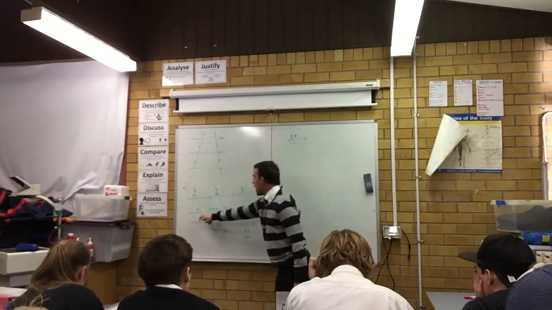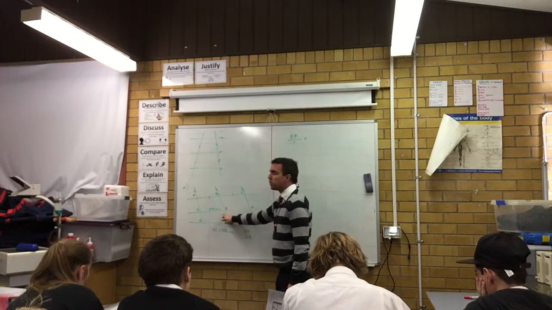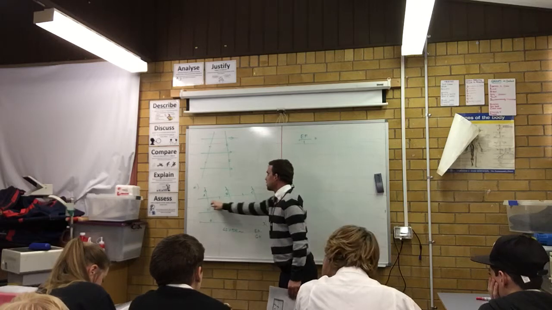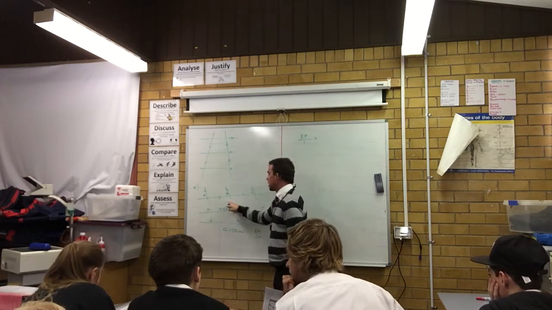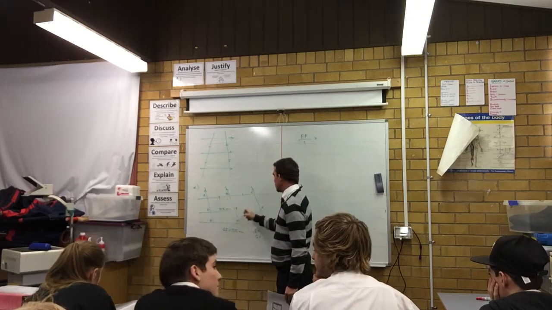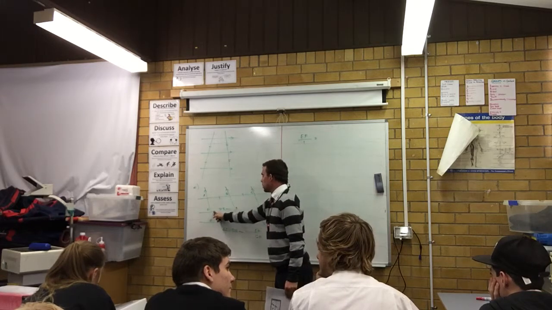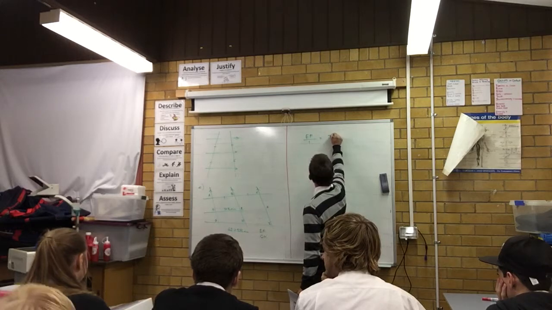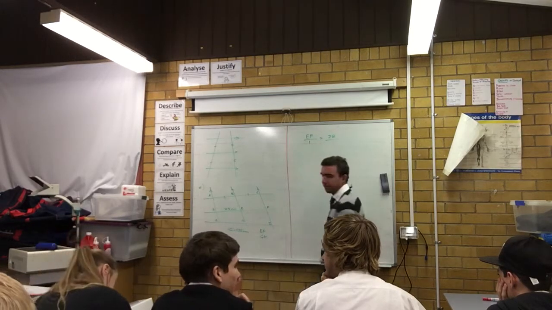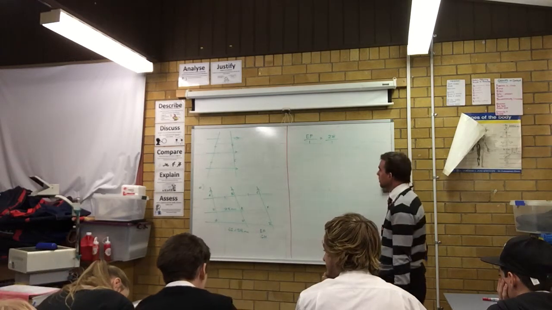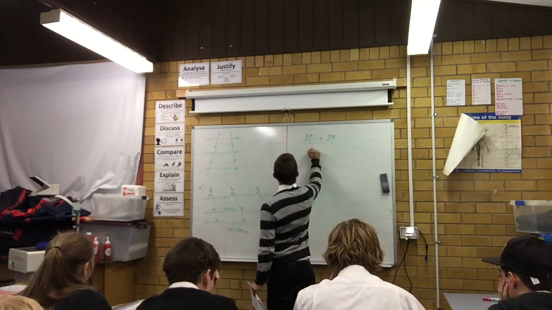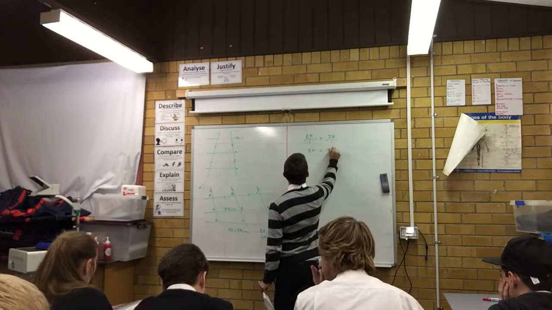And I know how long it is from here to here between these two parallel lines, and I can use what I've stated for here to tell me how long this side is. So 28 over 1 must equal that over that. So it'll be 28 over 1. Okay, so EF is going to be 28.